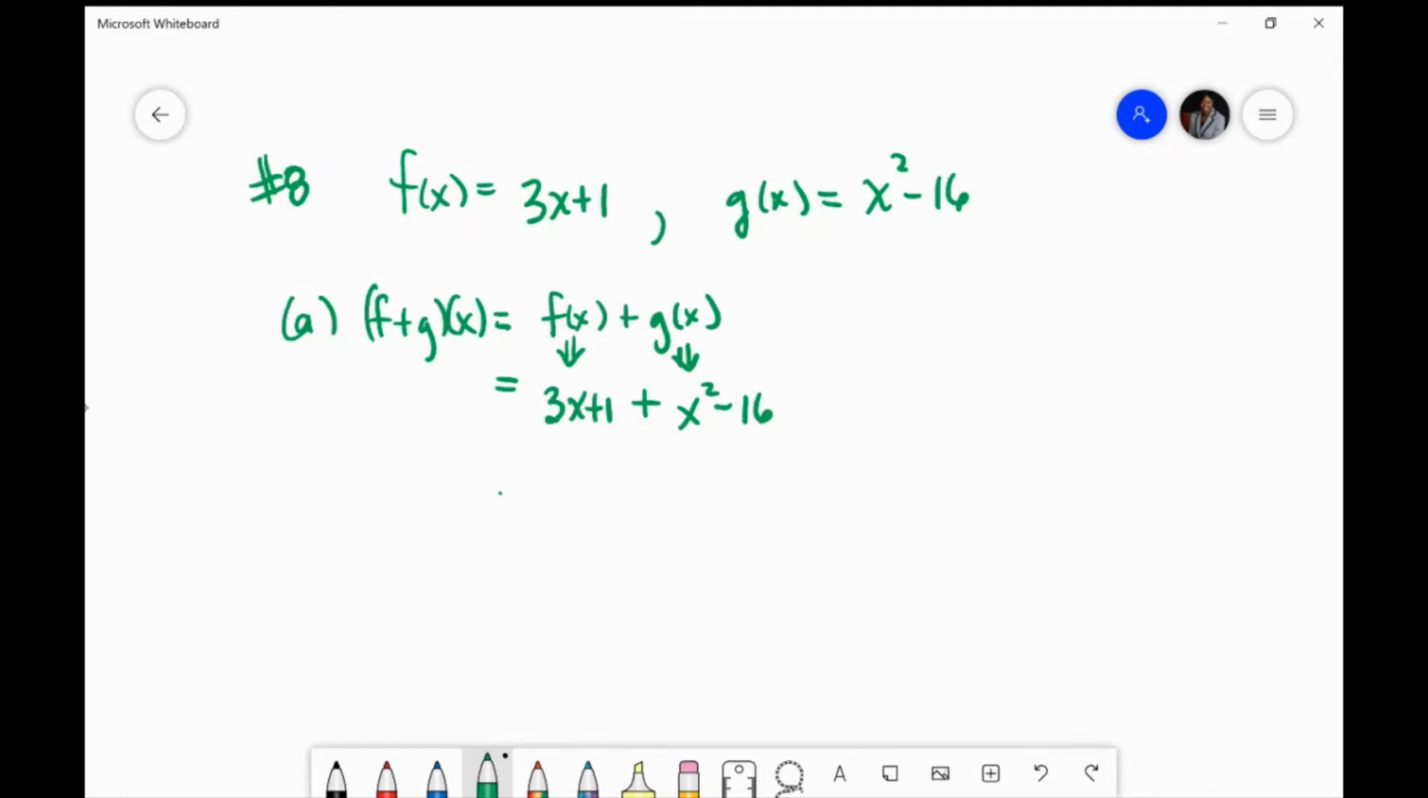All right, we do want to put it in descending order. So where do we start? You put x squared plus 3x. And then what? 1 and a negative 16. What is that? Negative 15. Yep. All right, so we are done with that. f plus g of x equals x squared plus 3x minus 15.